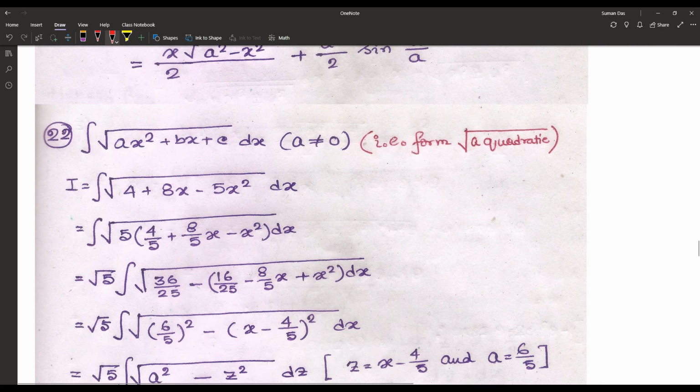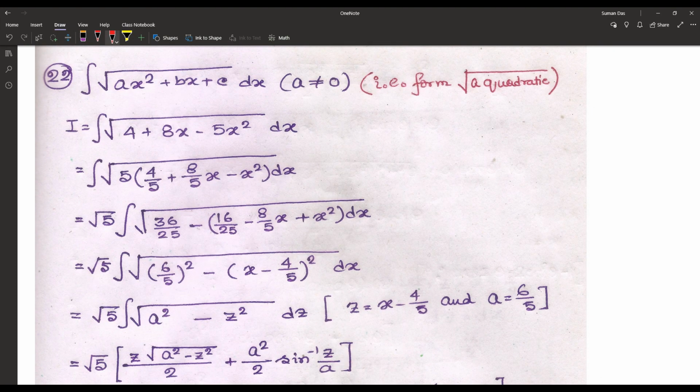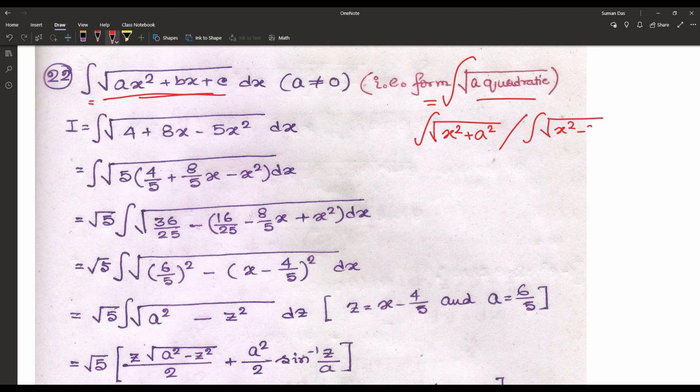So the next formula is integration of the square root of a quadratic form. Whatever we have to do, we have to transform it into the form of either the square root of x square plus a square or the square root of x square minus a square. Let's check what we can do. The problem is just like that: integration of square root of 4 plus 8x minus 5x square.